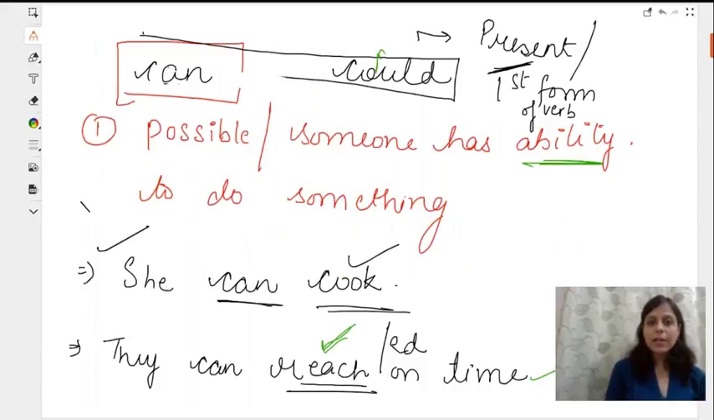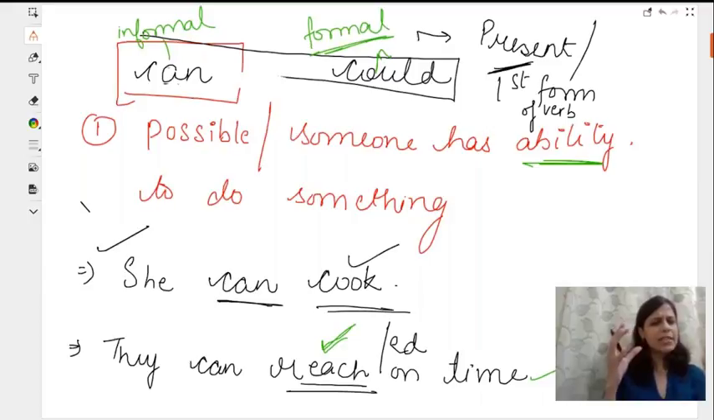So could is basically used when you have to get some sort of formal permission, and can is used when we talk about some sort of informal permission. That's a basic difference, right? So when I'm in my office premises, I generally say, could you please get me a cup of coffee, right? Could you please do this for me? That means it's more polite, right?